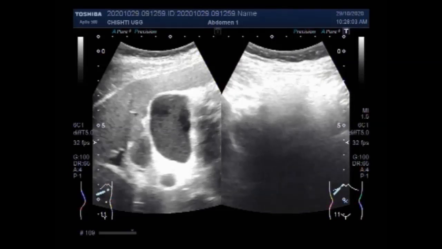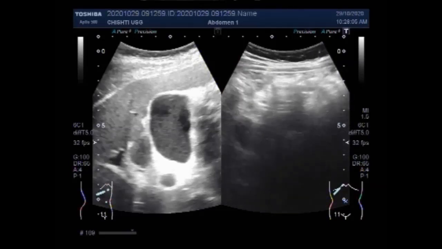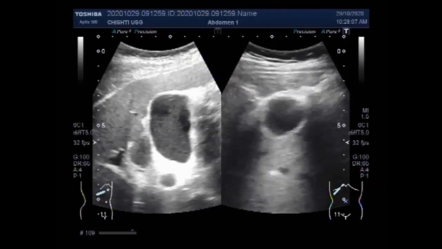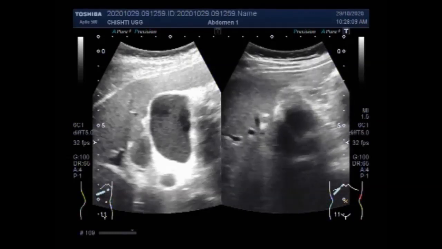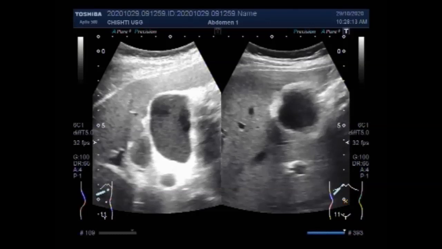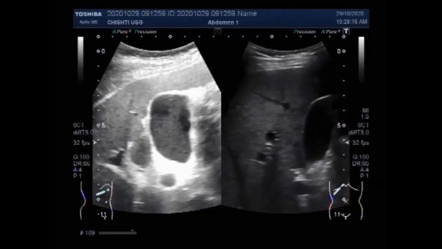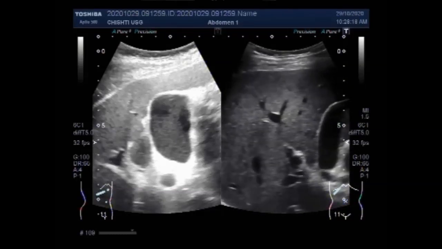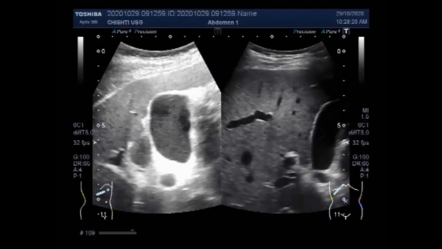Now again you can see the thick sludge, debris or some sand particles in the whole length of the gallbladder except a small area of the fundus of the gallbladder.